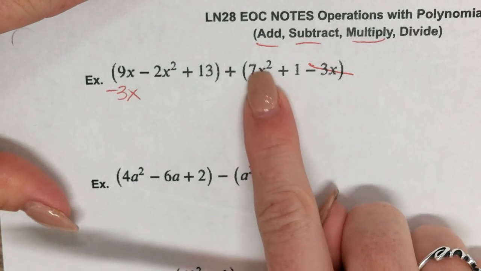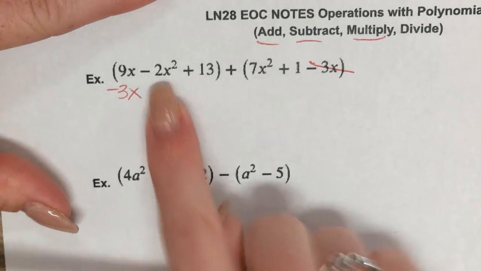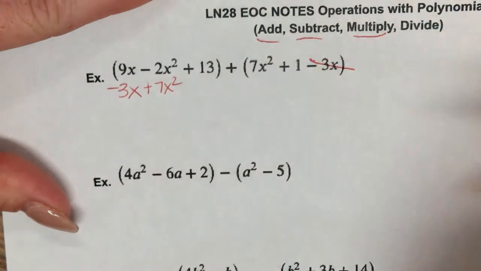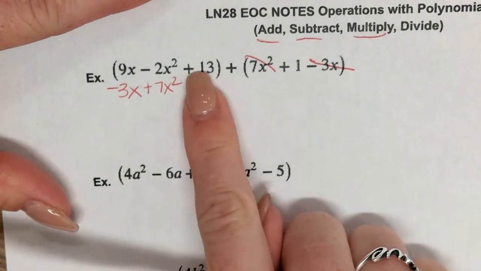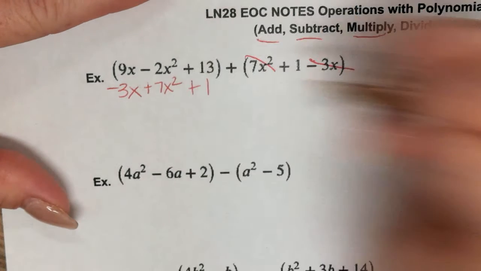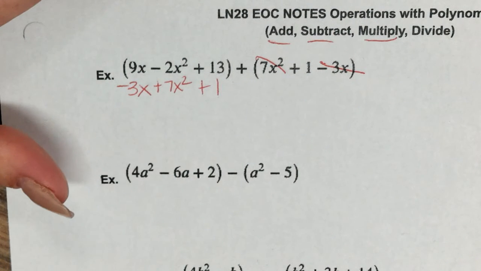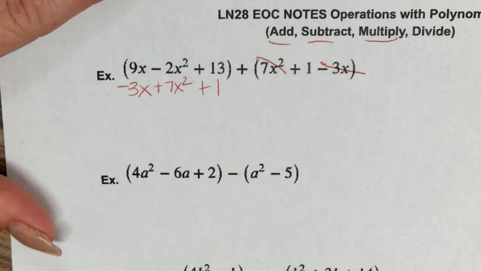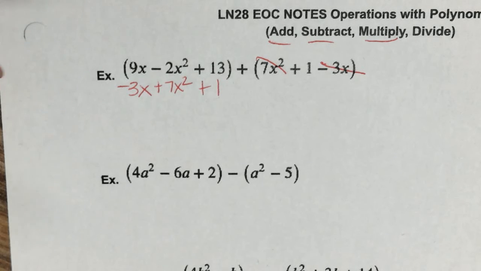This 7x squared would go with this one. So it's a positive, so plus 7x squared. And this 1 would go with this, so plus 1. Now, when you write these, you should write them in order of either least to greatest or greatest to least. It's just the correct way to write it. We're going to do greatest to least, which means the largest exponent goes first.